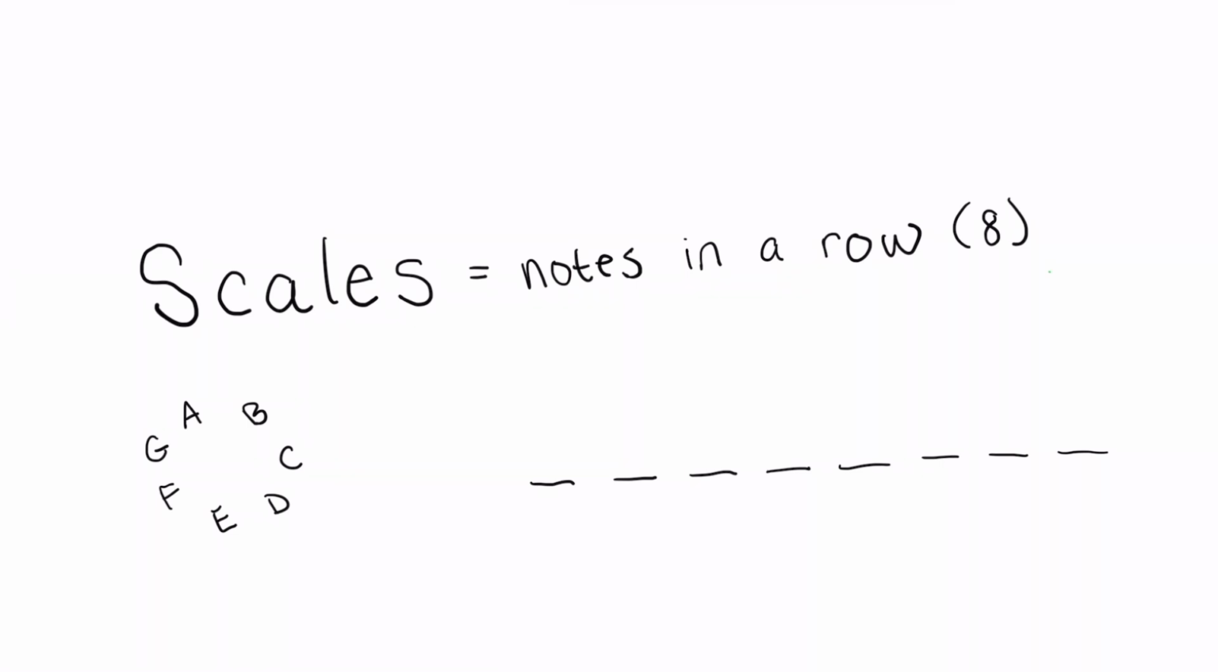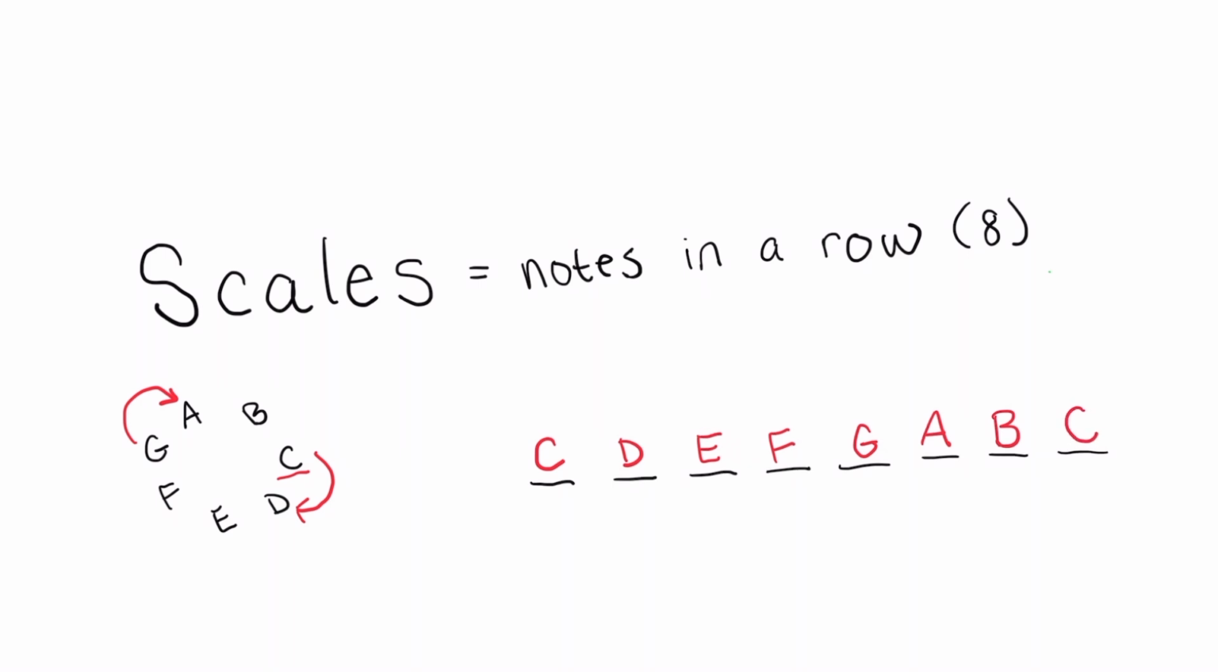All right, so let's do, for example, let's start on C. Our first note is C, and then we just go in order of the alphabet. So our next note would be D. Then we'll go E, F, G, and then after G, make sure we go back to A. And then we've got B and C.